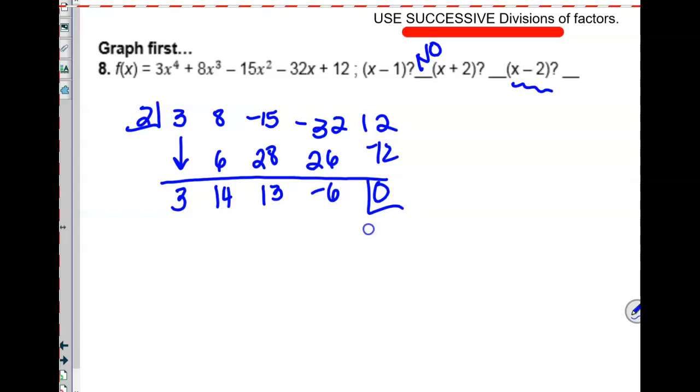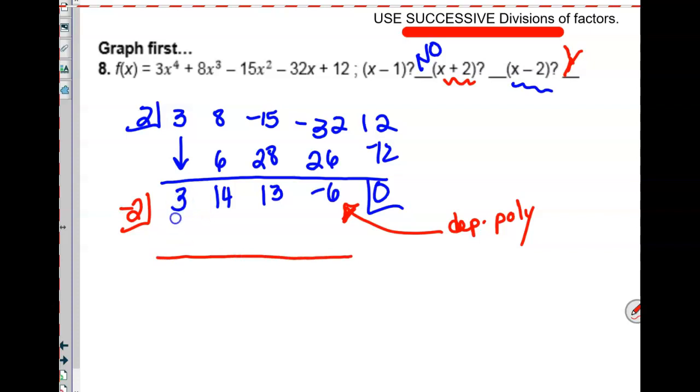Okay, but what do we do again? Remember, successive division means we now use this. Do not go back and start over. This is the depressed polynomial. Successive division means you do one right after the other, you keep going. So now what am I going to use? We did this, and this worked. But now I'm going to do this one, -2, right? Because this one would have a 0 of -2, and I keep going with the same terms.